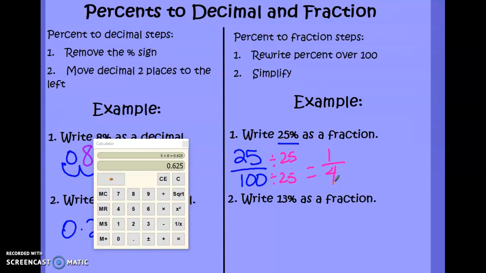Okay. The next one, we've got 13%, so 13 out of 100. 13 is a prime number, which means it's only divisible by 1 and 13, and there's neither one of those will go into 100 evenly. Well, one does, but it doesn't change the value. So this, of course, would be our most simplest form.